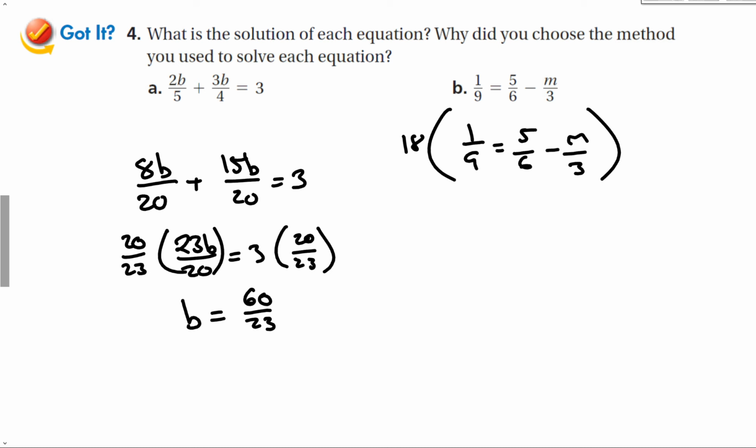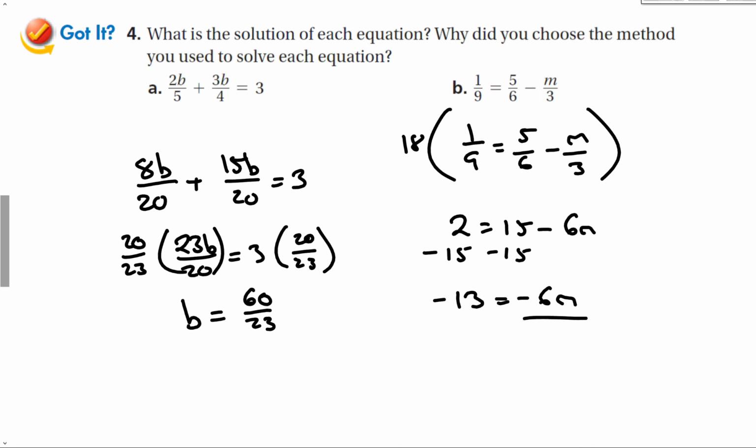18 times 1 over 9 gives me a 2. 18 times 5 divided by 6. 18 divided by 6 gives me a 3 times 5 is 15. And then minus 6m. Subtract 15 from both sides. That's negative 13 equals negative 6m. Divide out the negative 6, and negative over negative gives me a positive. So that's 13 over 6 is equal to m. Make sure I can't reduce, and I can't.